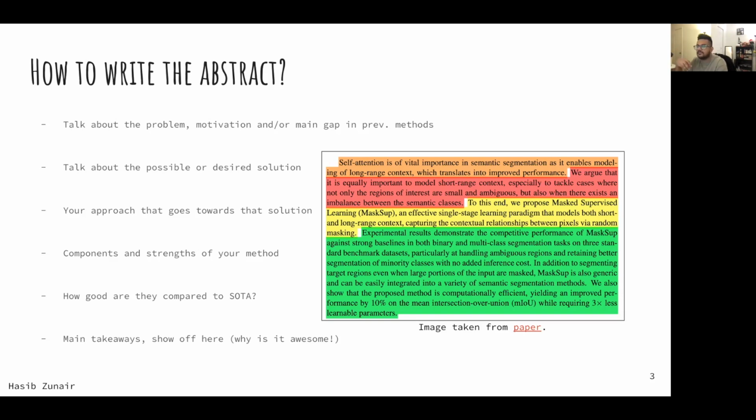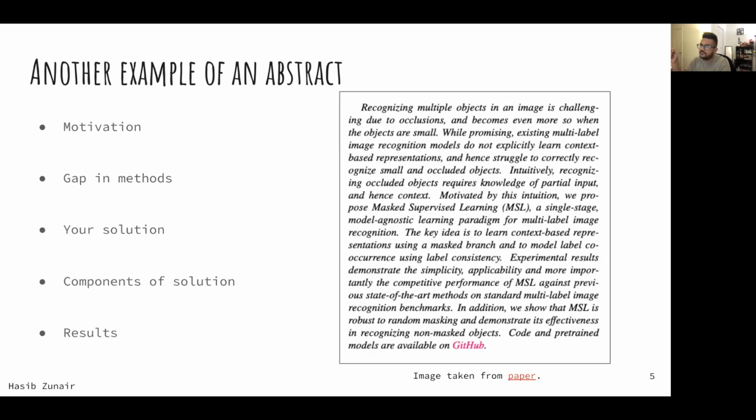After that, you would discuss the components and strengths of your method and how good they are compared to related works, which are mainly the current best methods that are out there. And lastly, you would talk about the main takeaways. So basically here you're going to show off your method and say why it is the best and add some highlights from your results.